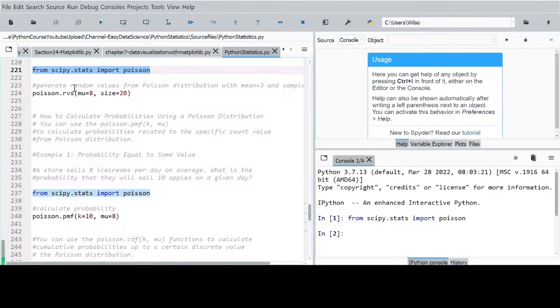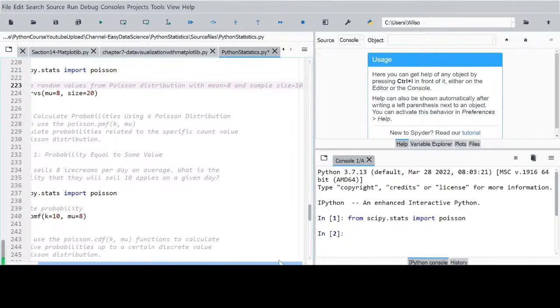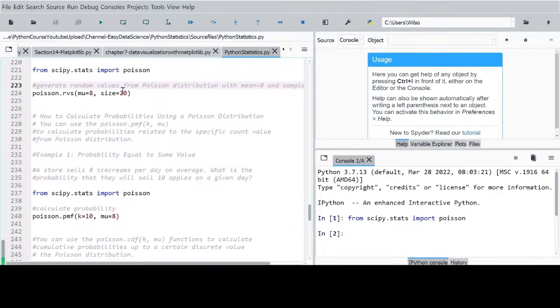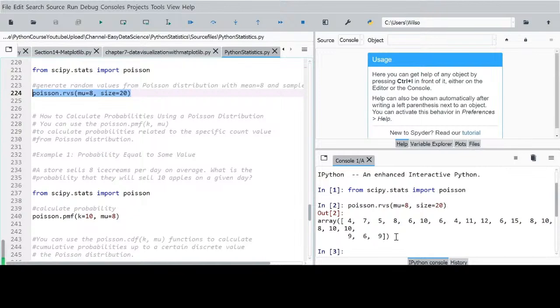So next we generate random numbers from a Poisson distribution with mean 8 here, and we sample 20 random numbers. So we will see how it goes. The 20 random numbers are returned as an array, and you can see 4, 7, 5, 8, they're all discrete numbers around the mean 8.